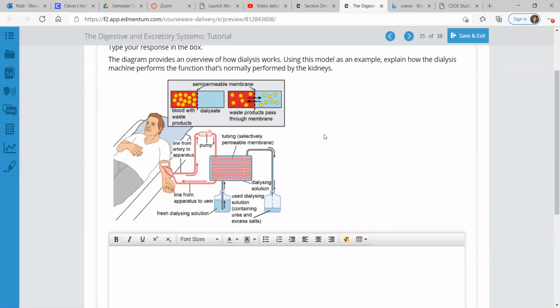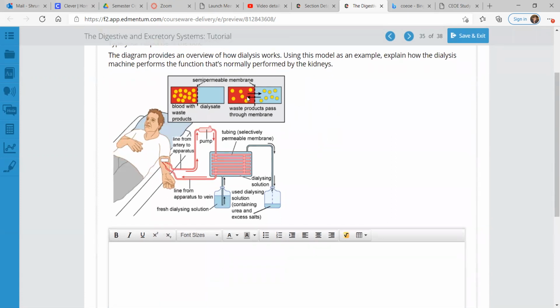And here we have a diagram that shows how dialysis works. Using this model as an example, explain how the dialysis machine performs the functions that normally are performed by the kidneys. So you see the semi-permeable membrane, blood with waste products, dialysate, waste products pass through the membrane. And then it shows you the pump and the fresh dialysing solution.